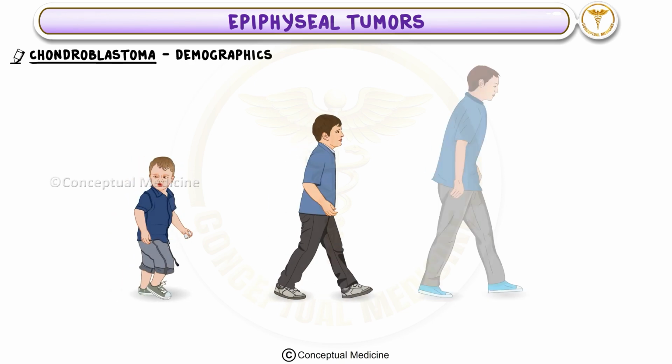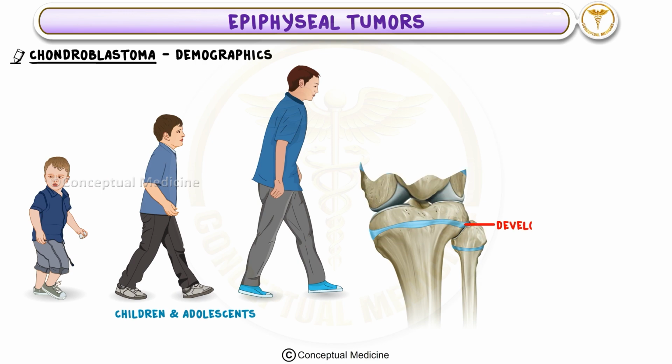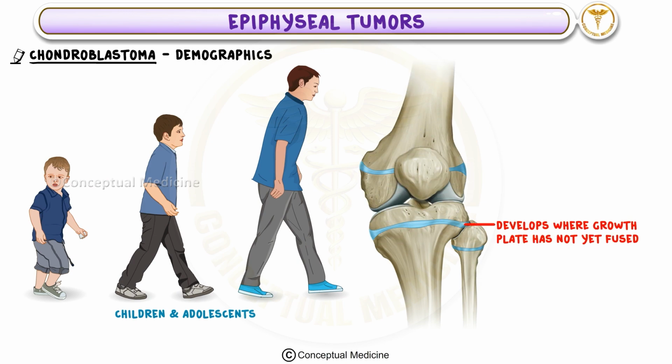Demographics. Tumor usually occurs in children and adolescents. Why? Because it develops in areas where the growth plate has not yet fused. That means it's primarily seen in younger individuals whose bones are still growing.